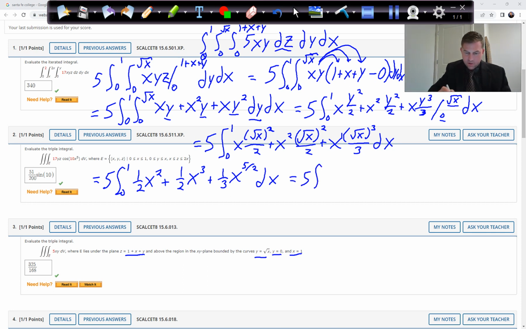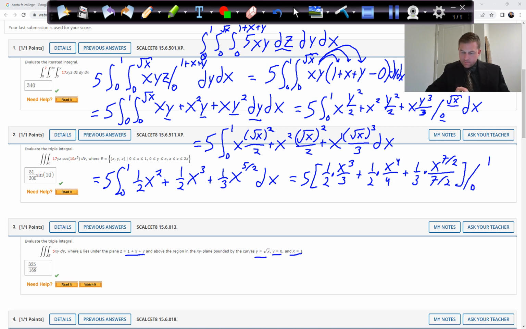All right, so now we take the antiderivative of that. 5, oops, we're taking the antiderivative, so the symbol's gone. This is going to be 1/2 times x cubed over 3, plus 1/2 times x to the fourth over 4, plus 1/3 times x to the 7/2 divided by 7/2. And that's going from 0 to 1.